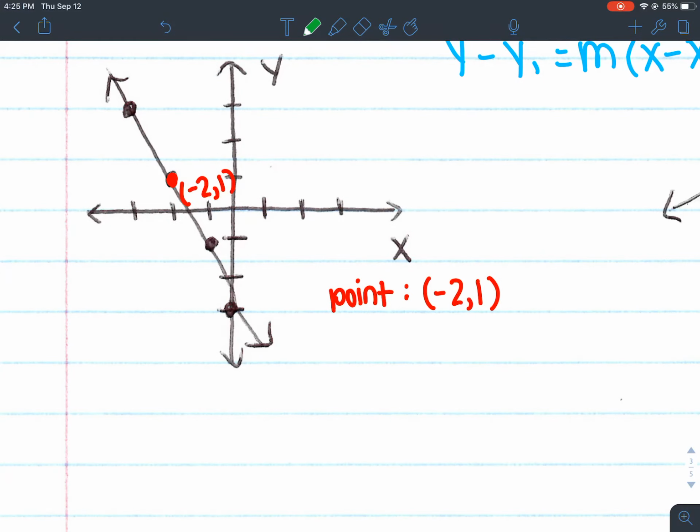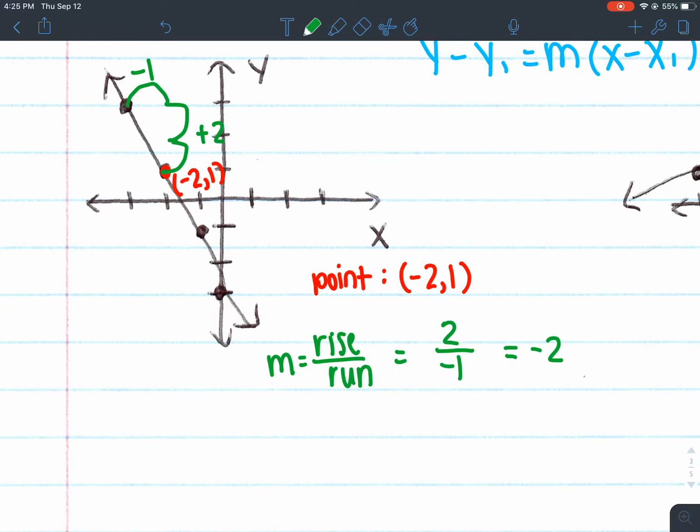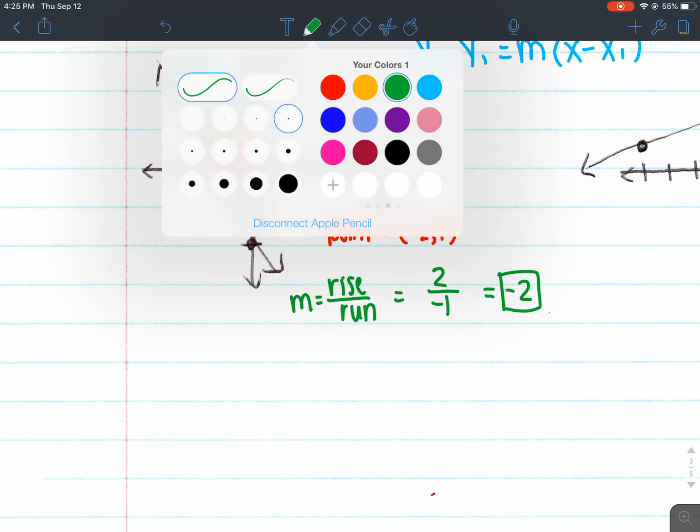Okay, now for the slope of a line, I'm going to do rise over run. Okay, my rise. Let's go to the next point. So how many times do I have to go up to go to the next point? I have to go up 2, so that's a +2. So my rise is 2. And then I also have to go to the left 1. If I'm going to the left, that's negative. So it'll be -1, which simplifies to -2. So my slope is -2, and I have a point -2, 1.